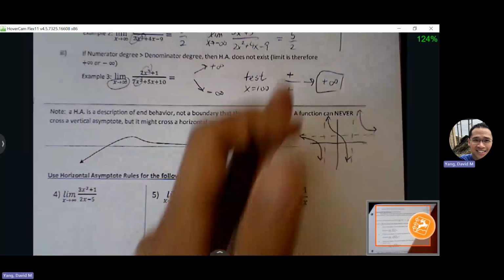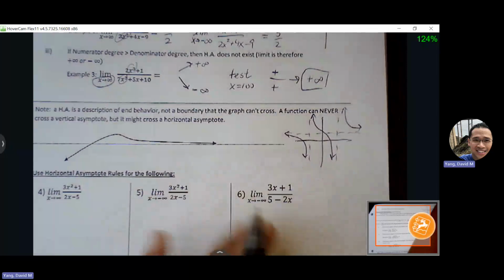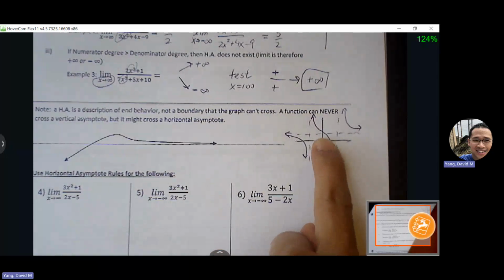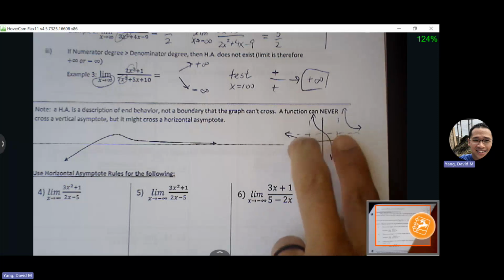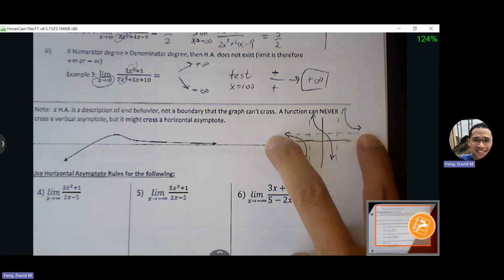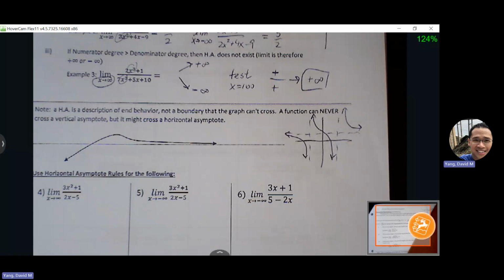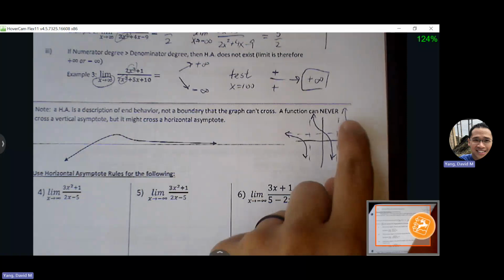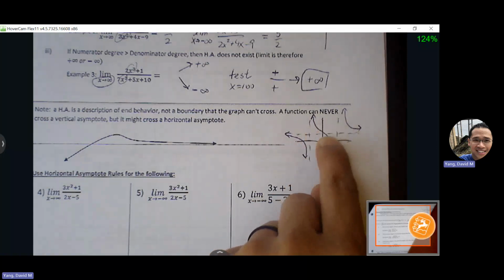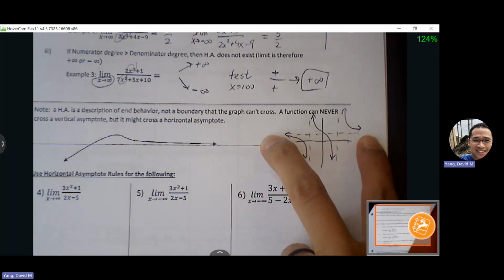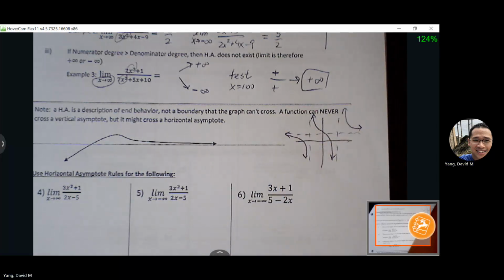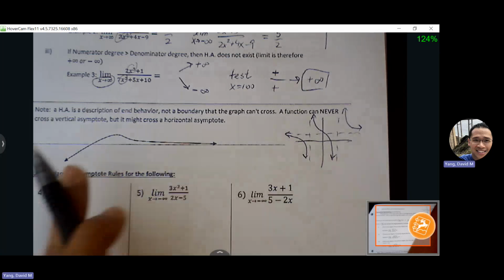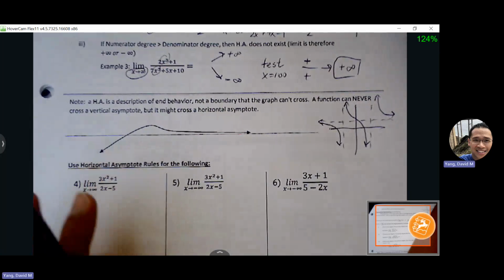Okay? Your graph is never going to cross the vertical asymptote. We know that. But it seems kind of strange for some students to see, wait, why is this graph able to cross the horizontal asymptote? And again, the reasoning is because the asymptote is really for the end behavior. It's really telling us how the graph is going to behave as it exits the graph. It's not really indicating that the graph can't cross it at some point. It's more of a description of the end behavior and not a restriction.